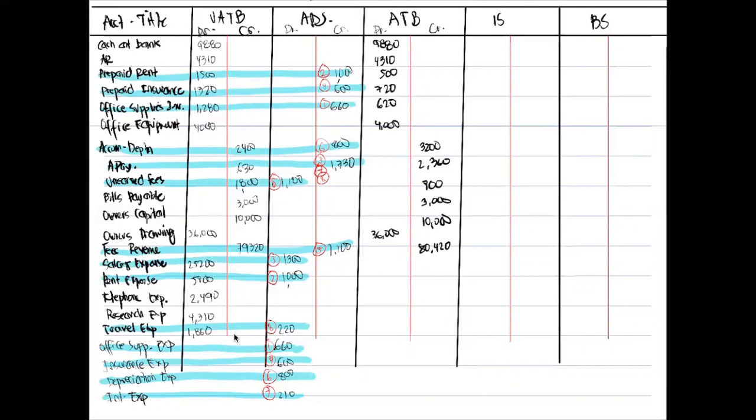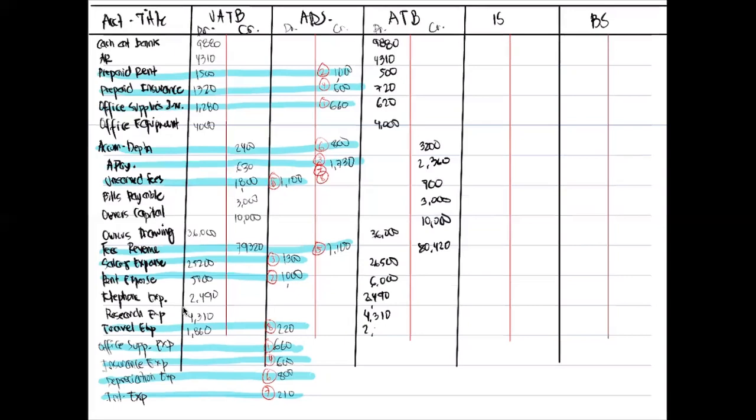Next, we have your salary expense. From 25,200, 25,200 plus 1,300, we have 26,500. Rent expense, 5,000 plus 1,000 will give us 6,000. Telephone expense, is there a change? None, it is still at 2,490. Research, is there a change? None, it is still at 4,310. Travel expense, 1,860 plus 220. 1,860 plus 220 will give us 2,080.